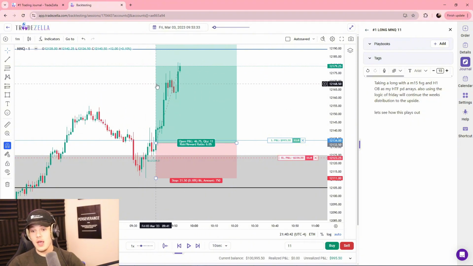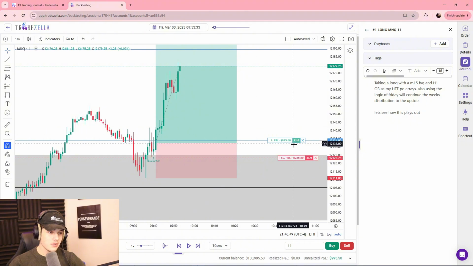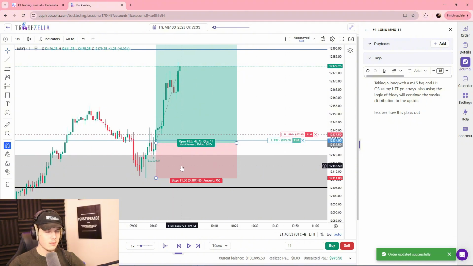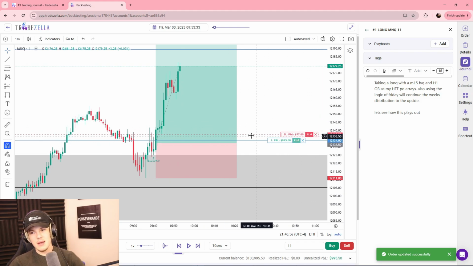So ICT says once a high is formed here, if this high is broken, you want to either take a partial or drag your stop loss. I'm now dragging to just a little bit above break even, to the most recent low. Price shouldn't go there. So I'm running away with $77 profit no matter what.